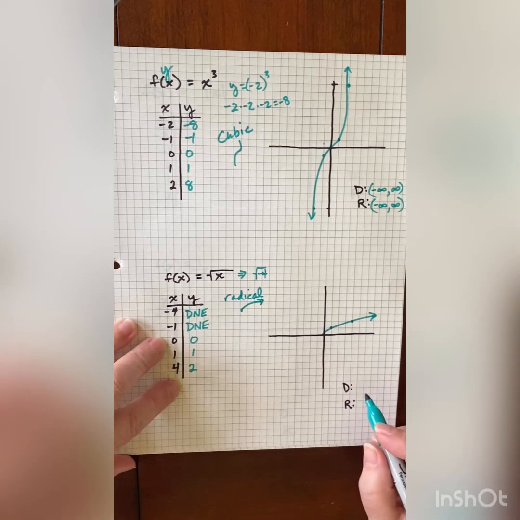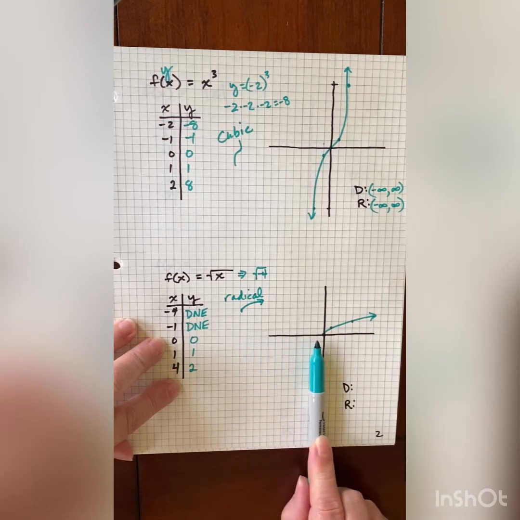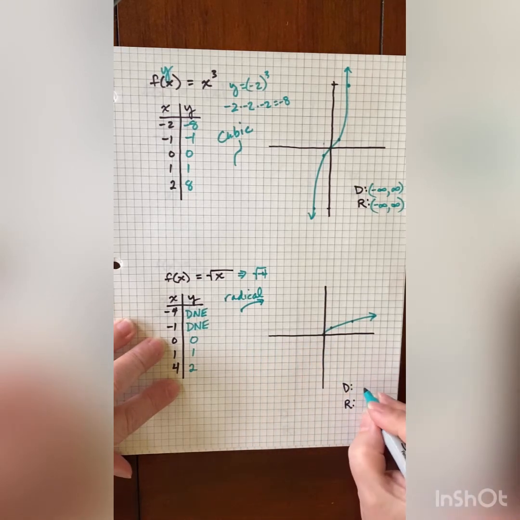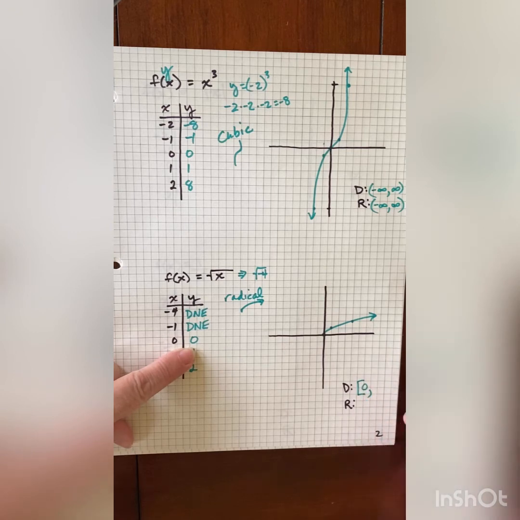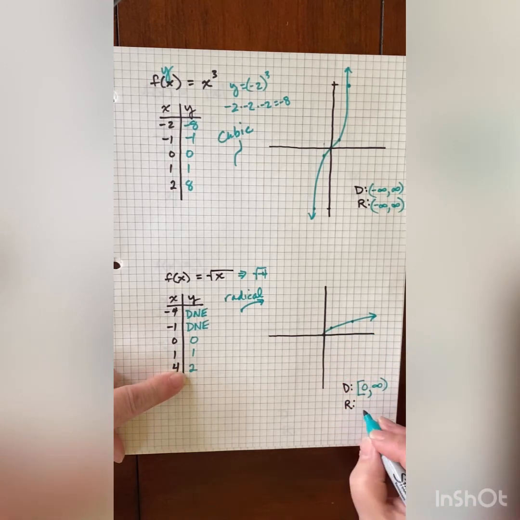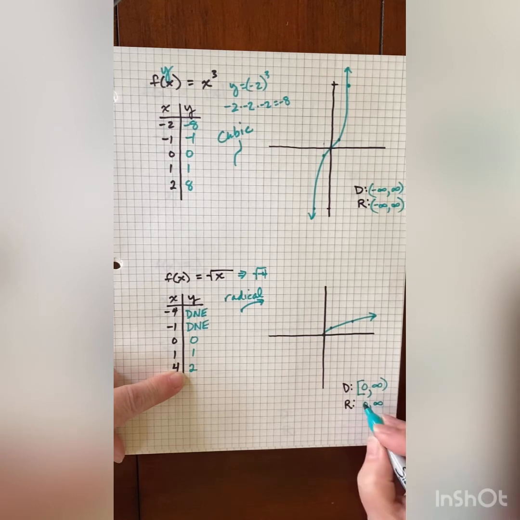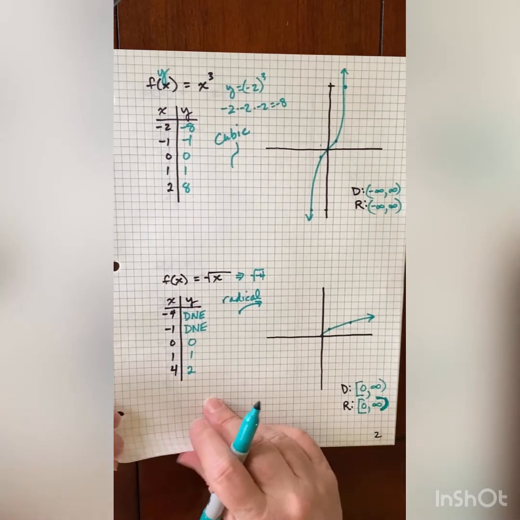Oh, domain on this. Okay, domain. If I scan this way, it doesn't start until I get to 0. And notice 0 is on my list over here, so I have to include it. I'm going to use a bracket, and it goes all the way up to infinity. Okay, my range, as I'm going this way here, starts at 0, and it goes to infinity. So that's our domain and range for that.